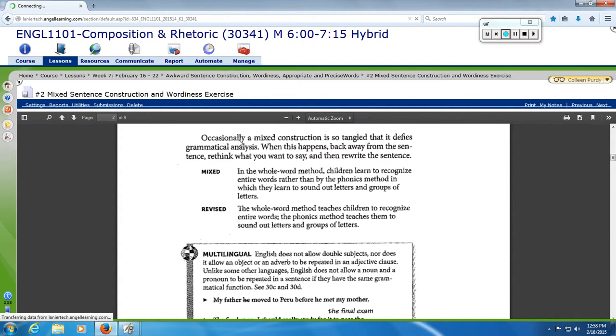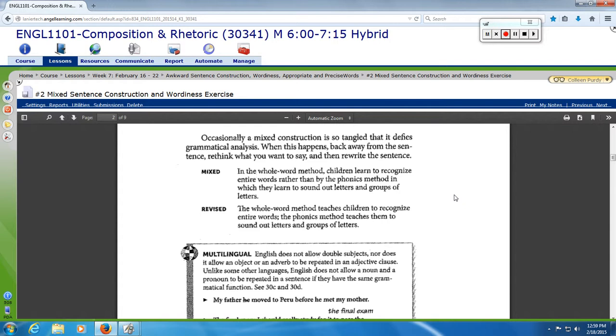All right, so here's an example that's not in the PowerPoint. Occasionally, a mixed construction is so dangled that it defies grammatical analysis. When this happens, back away from the sentence, rethink what you want to say, then simply rewrite it. In the whole word method, that's a method of teaching reading. In the whole word method, children learn to recognize entire words rather than by the phonics method in which they learn to sound out letters and groups of letters.